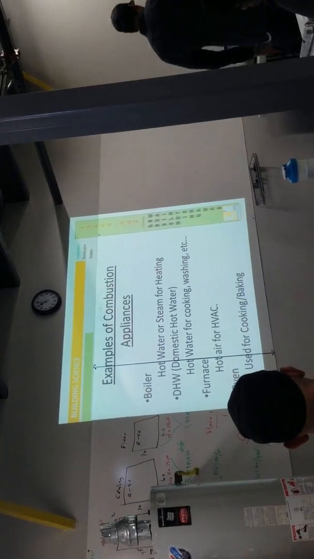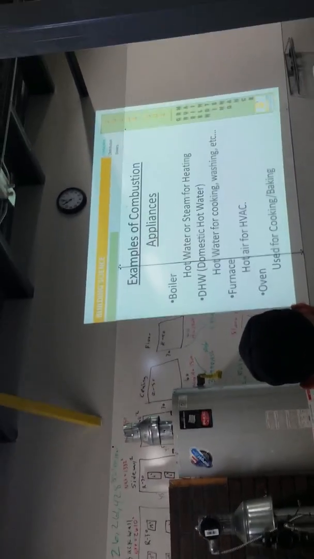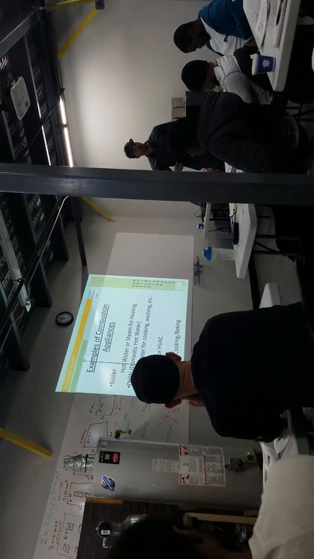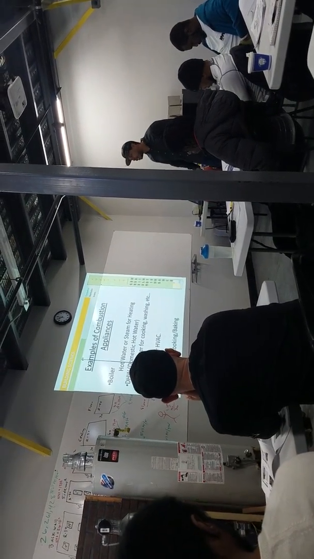Domestic hot water, it's okay. Furnaces, obviously we use furnaces to heat up air, and then we blow that air throughout ductwork and into a space, and ovens.